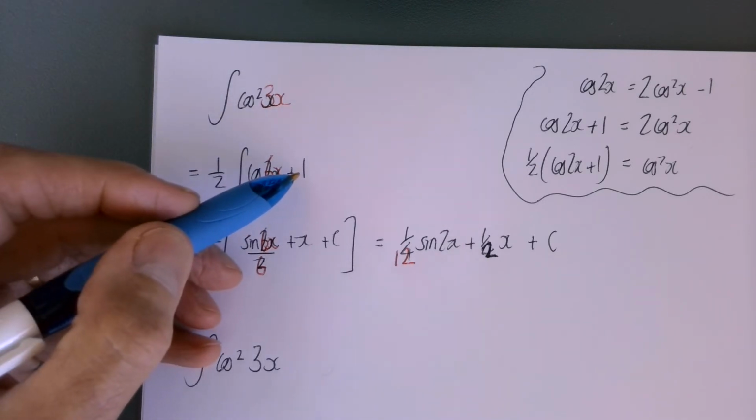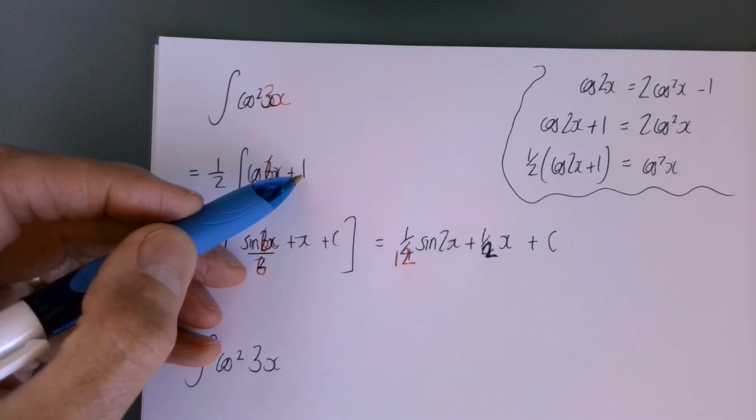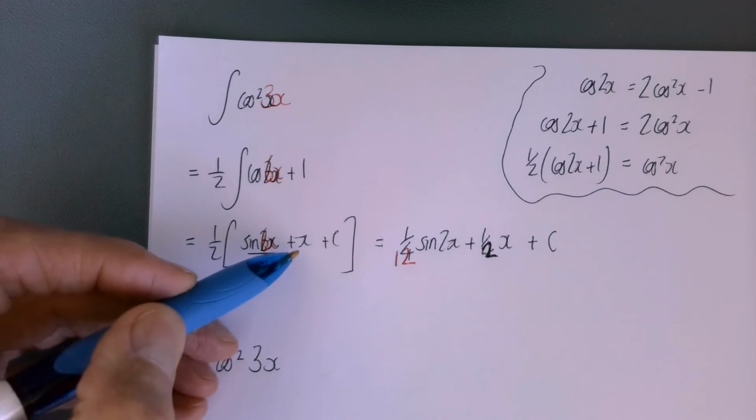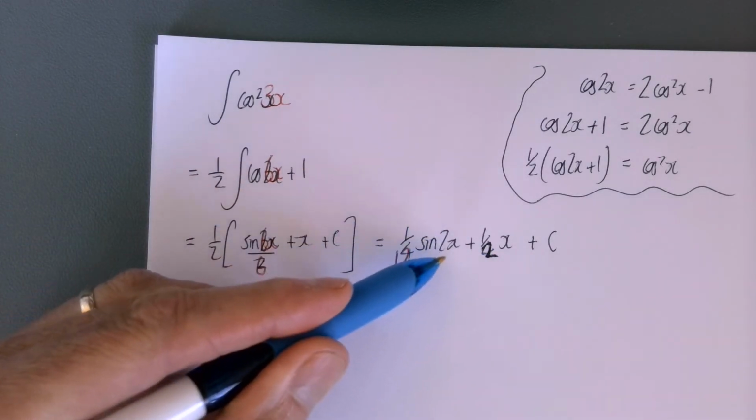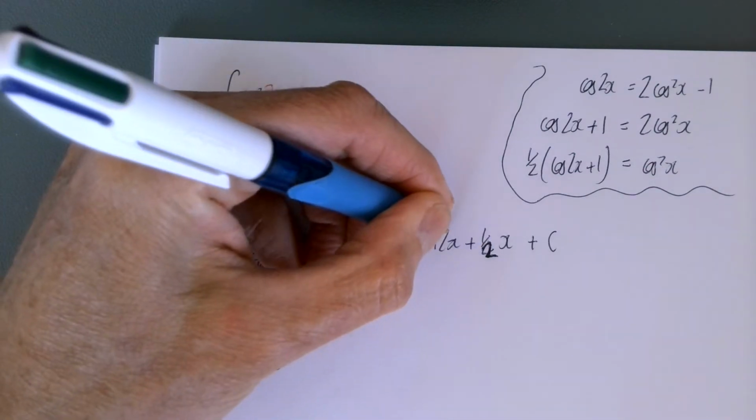Note that the 1 stays the same. That doesn't involve x at all. And when you integrate 1, you get x. So you still end up with a half of x. So the only term that changes, and that needs to change as well, doesn't it?